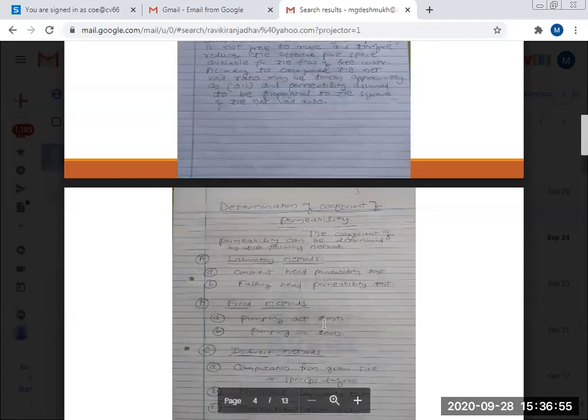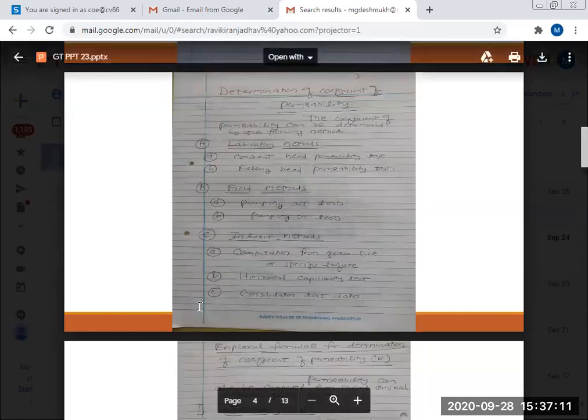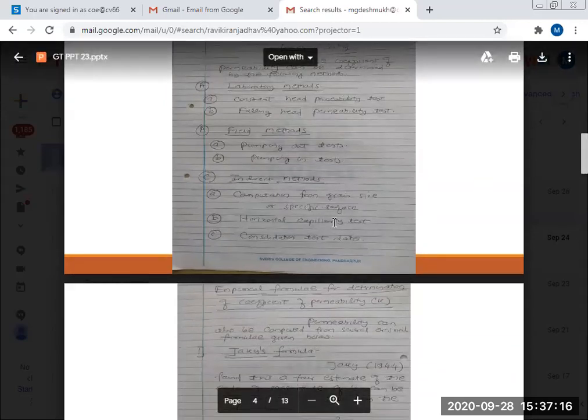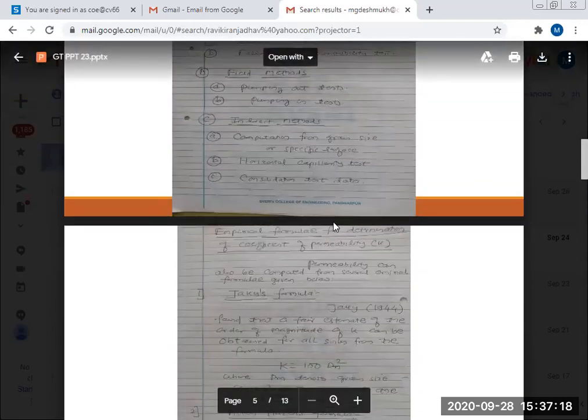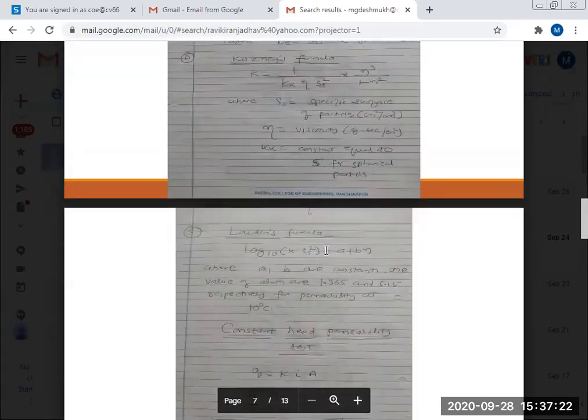Then two field methods are also there. One is the pumping out test. Second is the pumping in test. Third is indirect methods: computation from grain size or specific surface, horizontal capillary test, and consolidation test data. From these also you can find the coefficient of permeability, and different theoretical methods are there that I will explain in your theory class only.